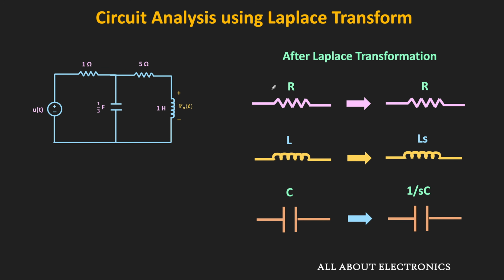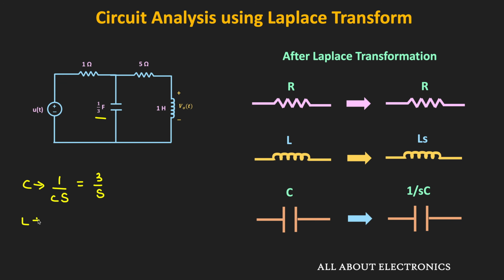And for the resistor, that is equal to R. So here, in the equivalent S domain circuit, this 1 ohm and the 5 ohm resistors will remain as they are. While for this capacitor, the equivalent representation is equal to 1 divided by Cs. And here, since the value of C is equal to 1/3 Farad, we can say that that is equal to 3 by S.